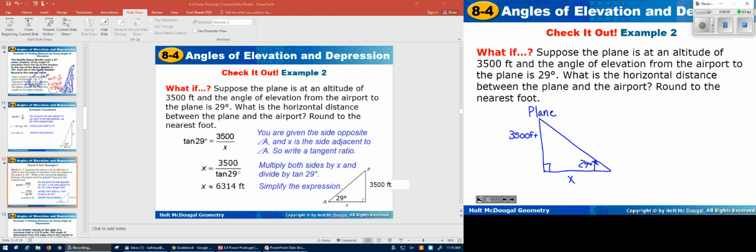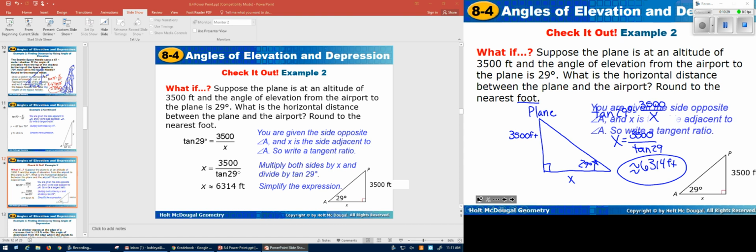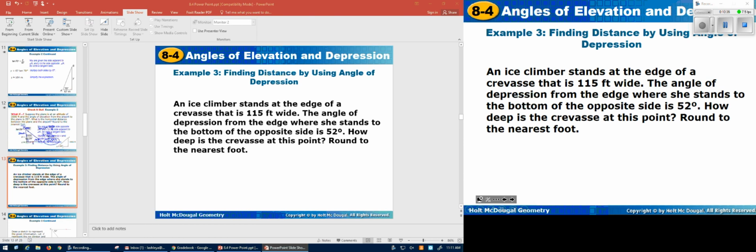And so what trig function did we use here? Tangent again. So tan of 29 degrees equals 3,500 over x. And when x is down below, you switch, you know? So x is equal to 3,500 over the tangent of 29, which is approximately, to the nearest foot, 6,314 feet. Questions? All right, try the next one. This one's a little tougher, but not as tough as the ones coming.